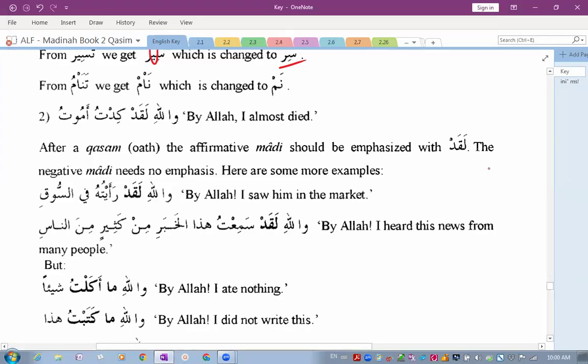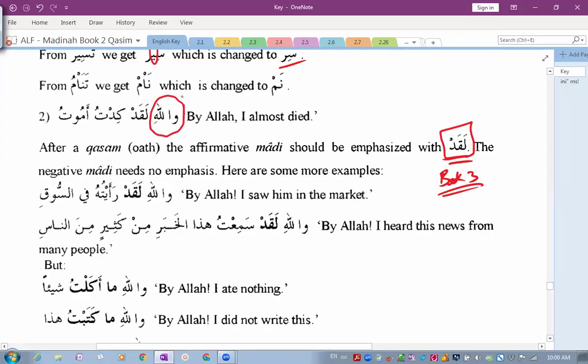So what we are learning over here is laqad. We will learn this laqad in detail in Book 3. It's a small topic which is brought over here, but we will learn more details about it. Whenever you see laqad, I want us to write in our brain somewhere: when you see laqad, that means there is a qasam before it. Qasam meaning an oath. Sometimes that oath will be mentioned there, for example in this example over here, Wallahi, by Allah.